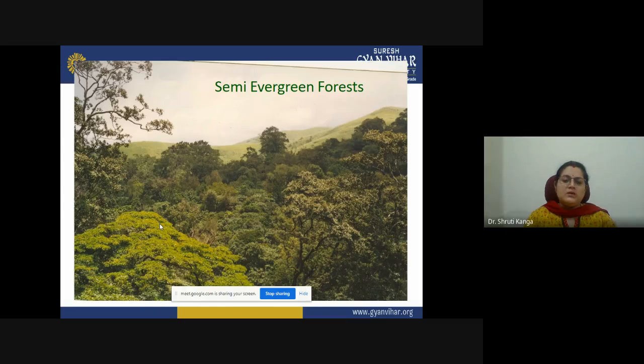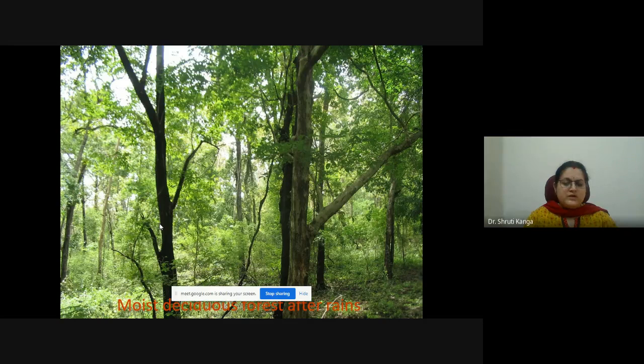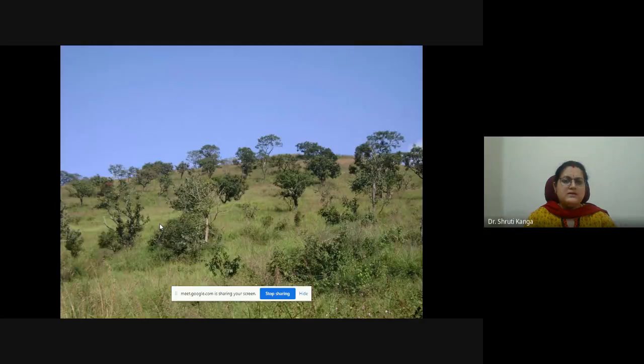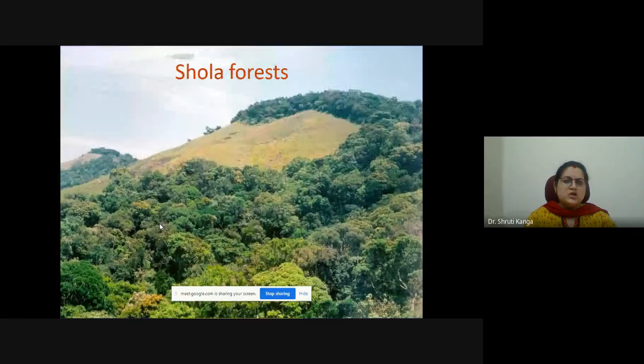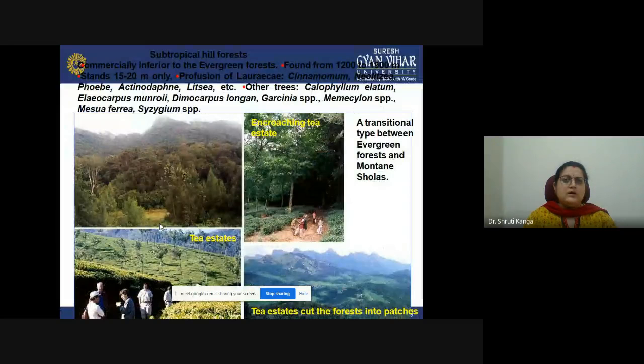Then this is a type of semi-evergreen forest which was there in Kerala, and then this is a type of moist deciduous forest. Okay, after rains, these are the grasslands. This is some shola forest.